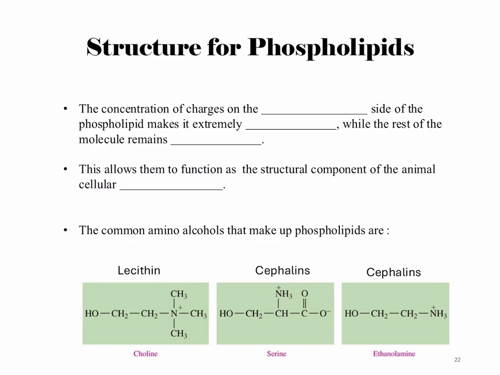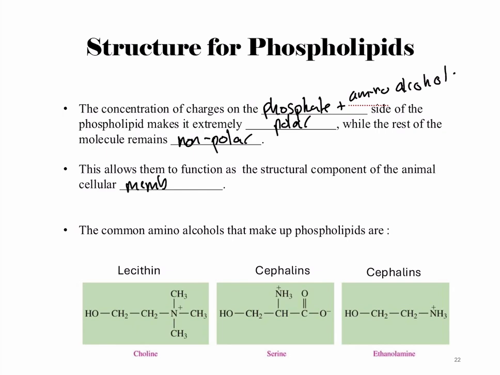And so the concentrations of charges on the phosphate, spell this a little better, the phosphate plus the amino alcohol make it extremely polar, like I just said, while the rest of the molecule remains nonpolar, right? So we're going to have two nonpolar tails that are associated with the fatty acids that are there. And this allows them to function as the structural component for a cellular membrane because the polar heads, the polar side of the molecules, are going to stay away from the nonpolar parts.